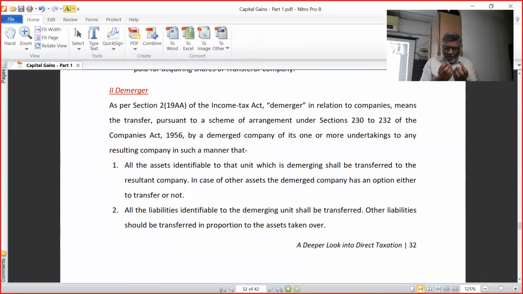So I am transferring a part of the undertaking or unit to a different company. Demerging is not a transfer, provided conditions are satisfied. What conditions? All the assets and liabilities of the demerging company, of the identified unit of the demerging company, should become the assets and liabilities of the resultant company.